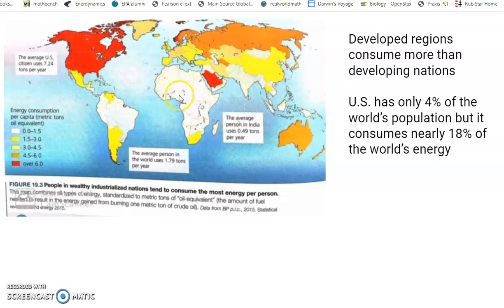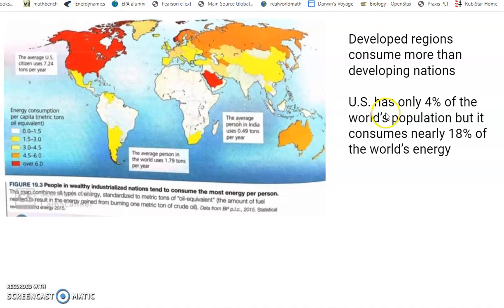But developing areas, almost none of it is coming from various parts of Africa yet. China, though it's developing, is still yellow, but as their population becomes more and more westernized, you could expect this to increase. Okay, so developed regions in general consume more than developing nations.